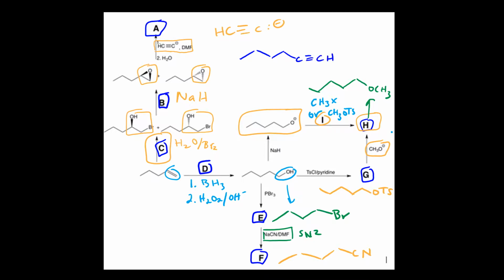Let me count my carbons. 1, 2, 3, 4, 5. 1, 2, 3, 4, 5. Left one off. There we are. And when that opens up, remember you're going to have initially an O minus, so that water is in there just to reprotonate. So this is one possible outcome. The second possible outcome is going to be this one.